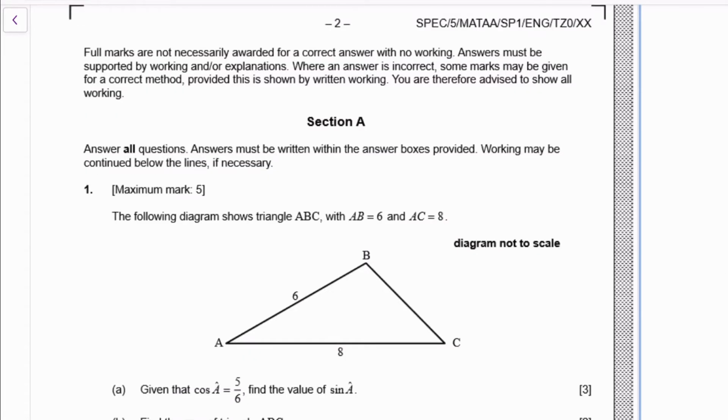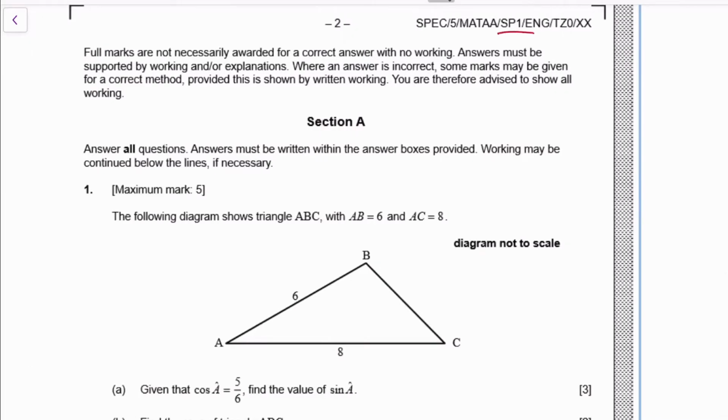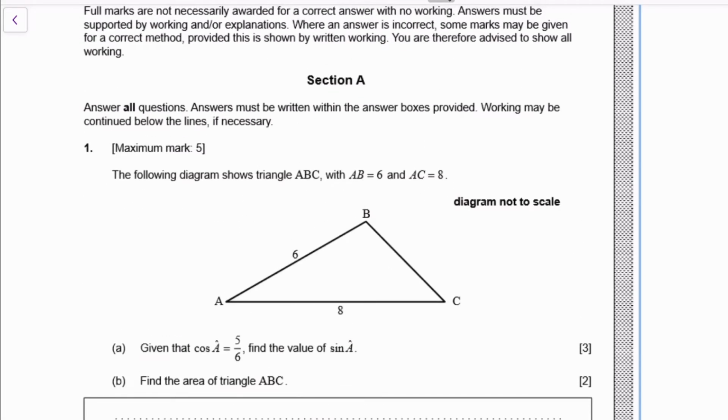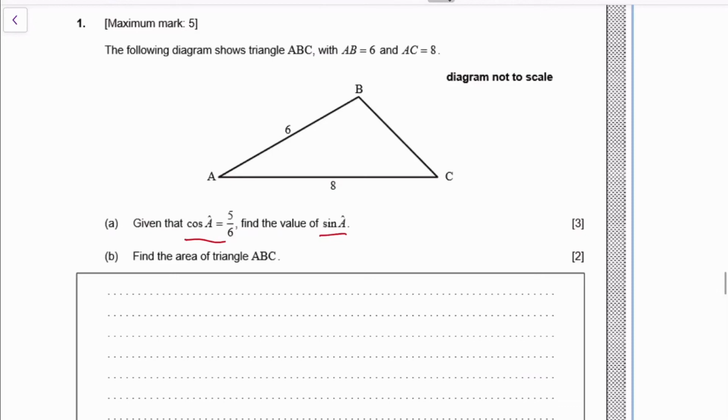We're gonna start with section A. For AA paper 1, it is true that you should not get a calculator. Okay, so no calculator. First one, very typical. Well, obviously the first question is supposed to be easy. If they give you cosine A, find sine A. So it's not hard, you just need to know what to do.